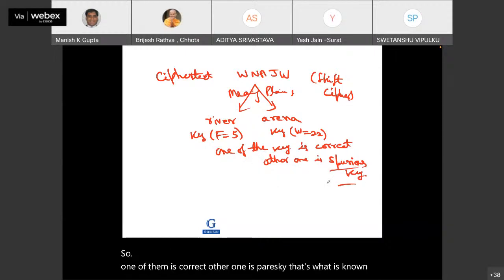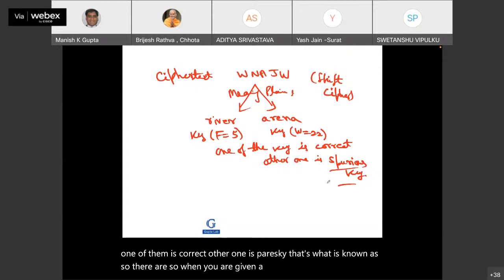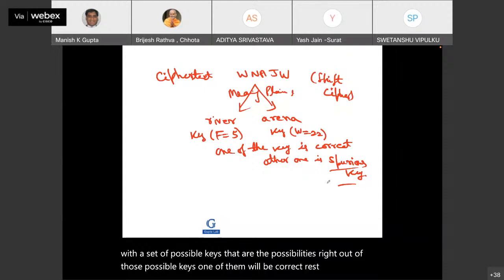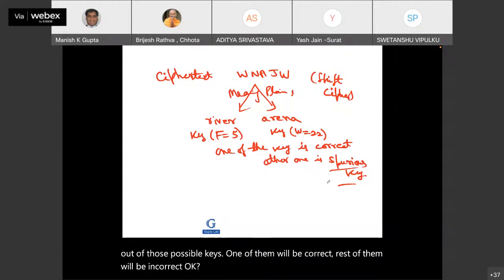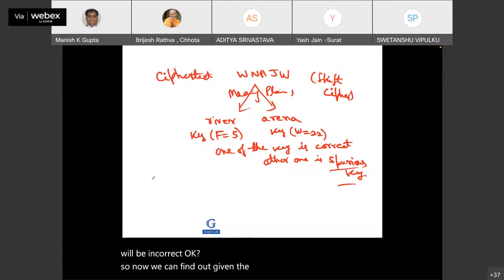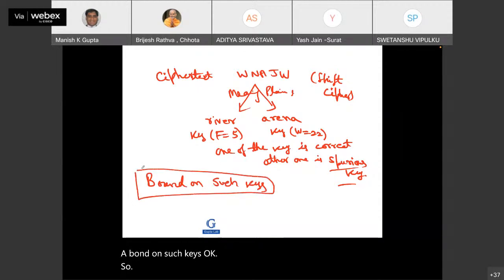So when you are given a ciphertext and you are trying to rule out what the possible keys are, you will come up with a set of possible keys. Out of those possible keys, one of them will be correct, the rest of them will be incorrect. So now, given a crypto system, we can find a bound on such keys. I think this is the last result that we are going to do today.